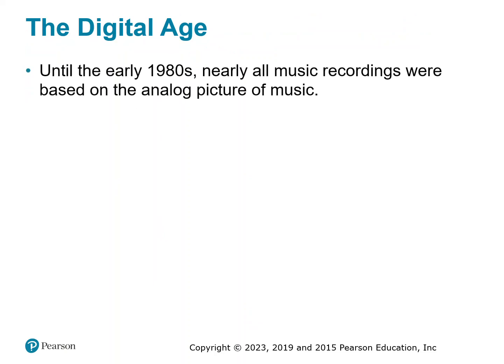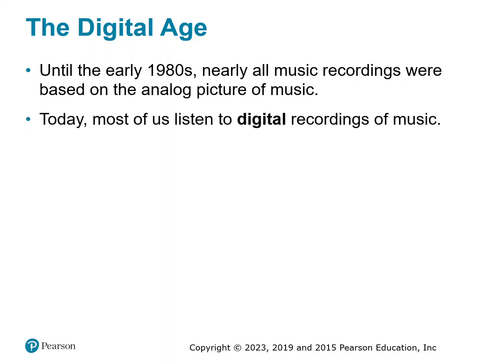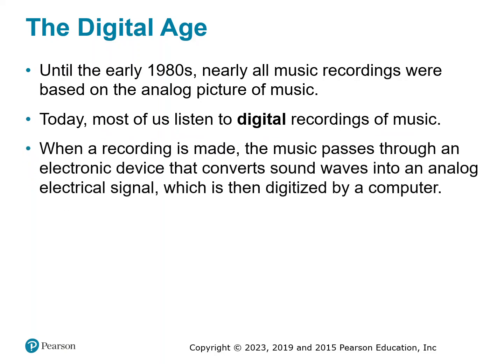But we live in the digital age, and until the early 1980s, almost all musical recordings were based on the analog picture of the music, and that's the LPs, the records, the vinyl. But today, most of us listen to digital recordings of music. When a recording is made, the music passes through an electronic device that converts sound waves into an analog electrical signal, which is then digitized by a computer, just using ones and zeros. It's really kind of crazy.